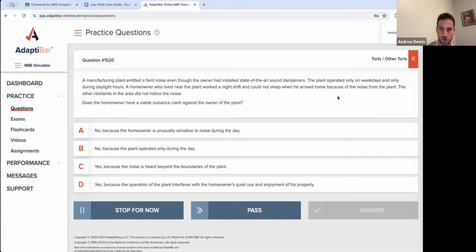A: No, because the homeowner is unusually sensitive to noise during the day. B: No, because the plant operates only during the day. C: No, because the noise is heard beyond the boundaries of the plant. D: Yes, because the operation of the plant interferes with the homeowner's quiet use and enjoyment of the property.